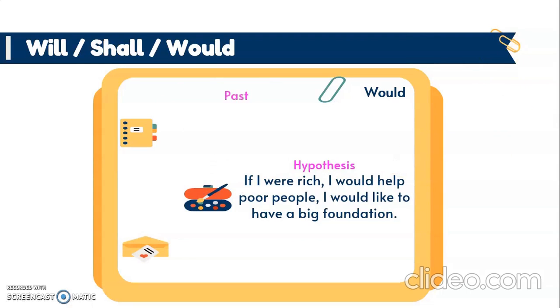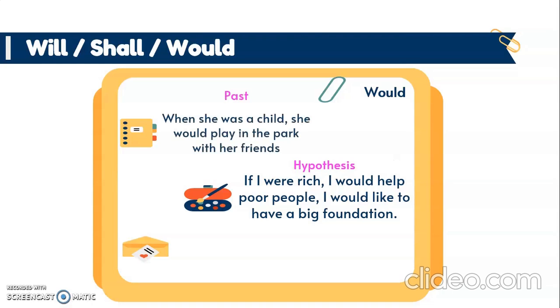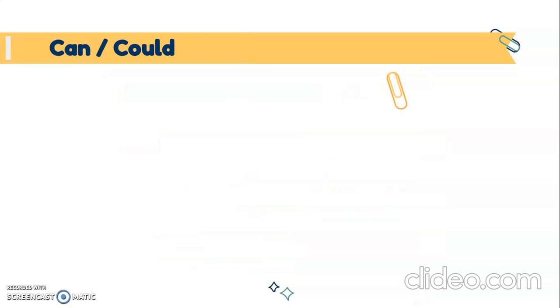We also use would to talk about the past. When she was a child, she would play in the park with her friends. In some cases, would could be replaced by used to. But there are some exceptions, so it is important that you look at this topic, would and used to, the difference between those two constructions in English. And here we have would to make polite requests. Would you close the window, please?